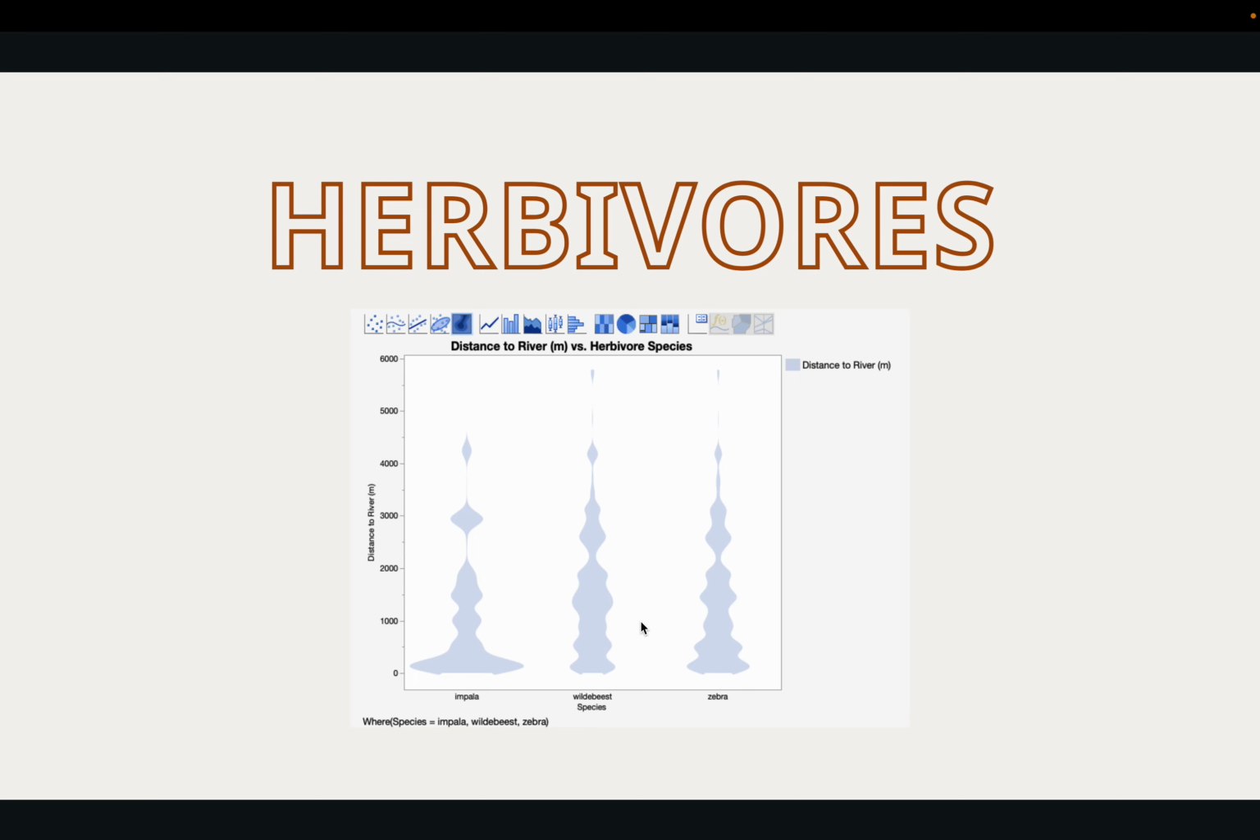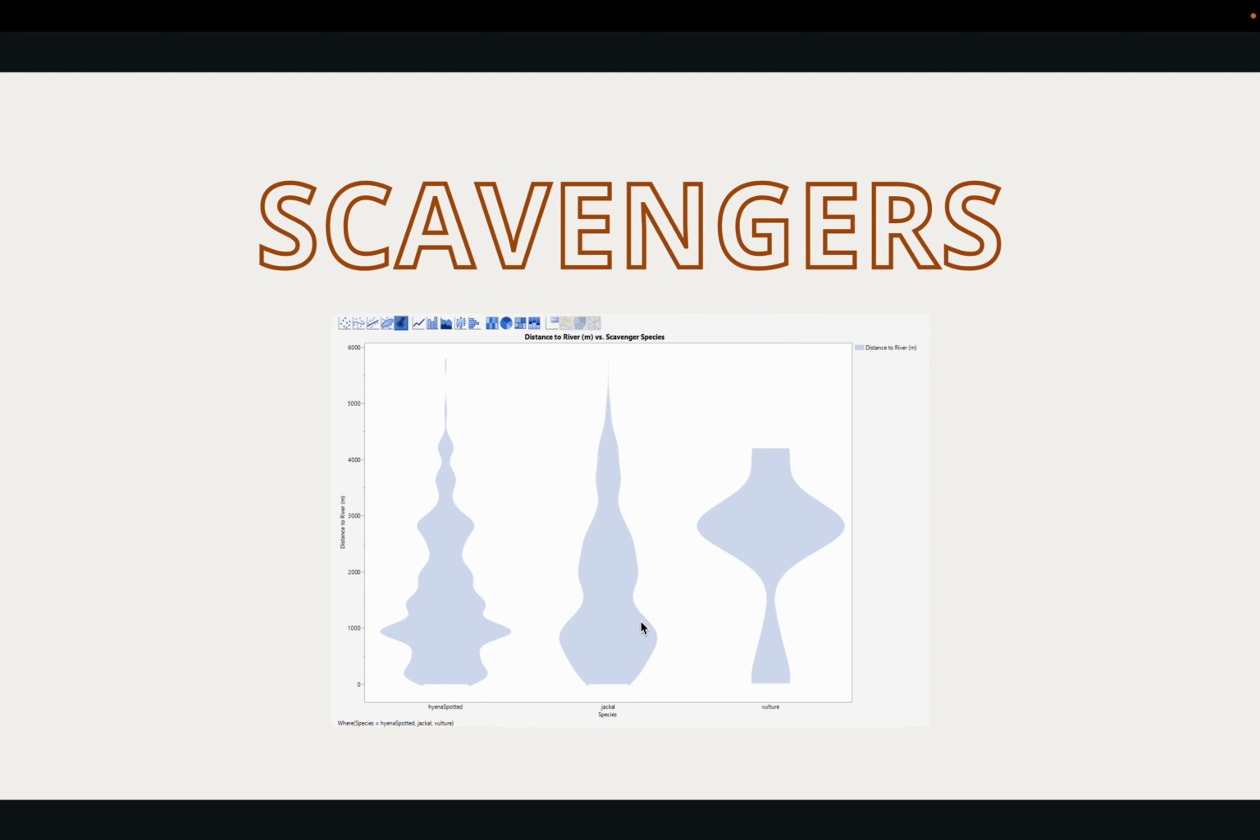This graph represents the data of the zebras, impalas, and wildebeest with the distance to river on the y-axis going from 0 meters to 6,000 meters, and the 3 species on the x-axis.